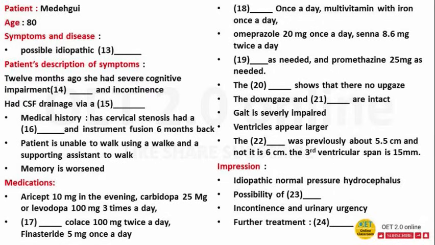I have come to the conclusion now that you have idiopathic normal pressure hydrocephalus. There is a possibility of supranuclear palsy, incontinence and urinary urgency. Although you have already had a CSF drainage via spinal catheter a year ago, I would strongly recommend that you repeat this now because there is further enlargement of the ventricles on the scan. I would also recommend a shunt surgery that would probably make a difference.